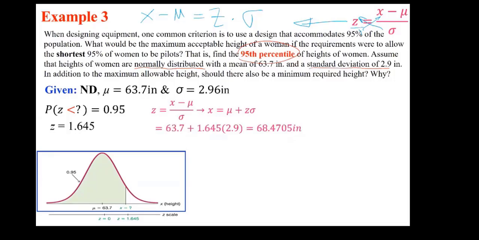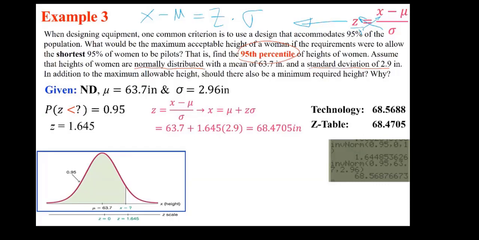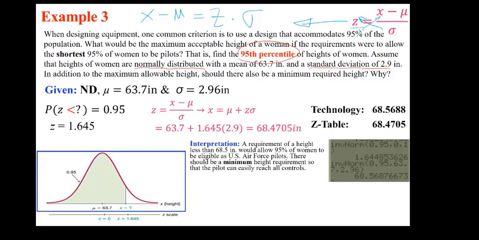And the answer can be found here or in this format. You can use the inverse normal distribution using TI. So technology gives you an answer. The table gives you a slightly different answer, very close. And a requirement of a height less than 68.5 inches would allow 95% of women to be eligible as U.S. Air Force pilots. There should be a minimum height requirement so that the pilot can easily reach all controls. So I think having a minimum value makes sense also.